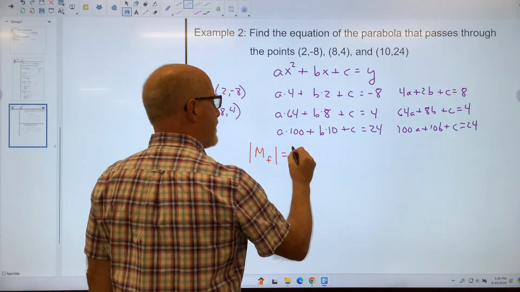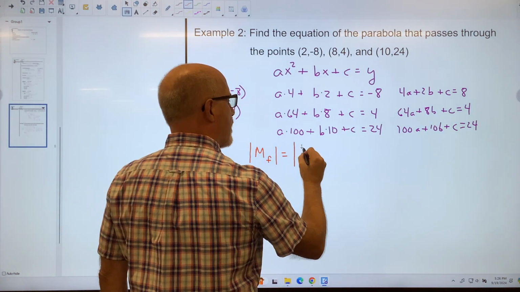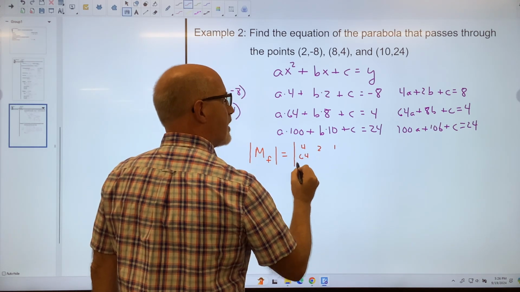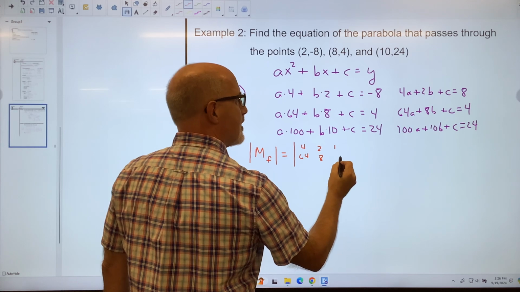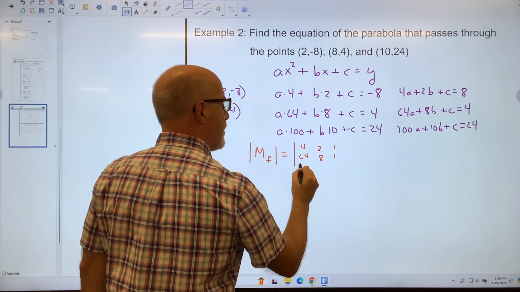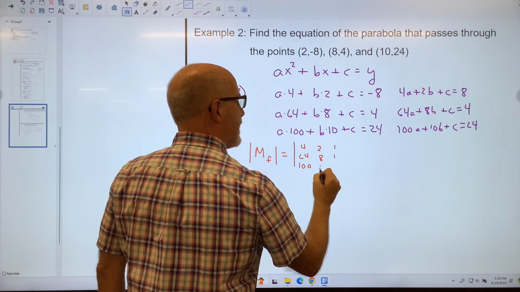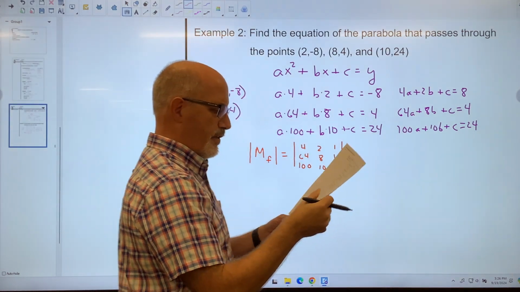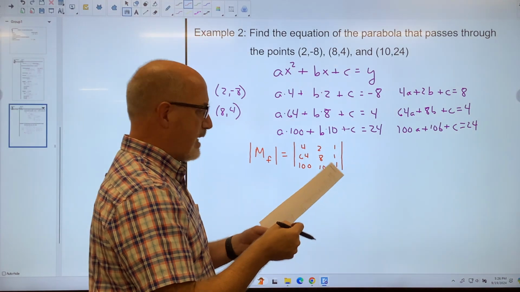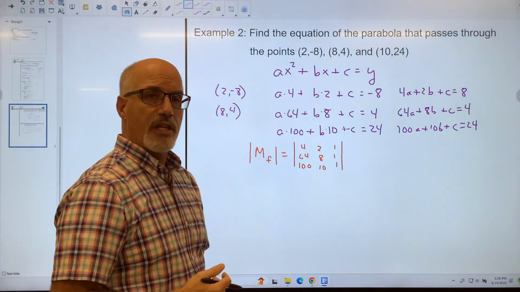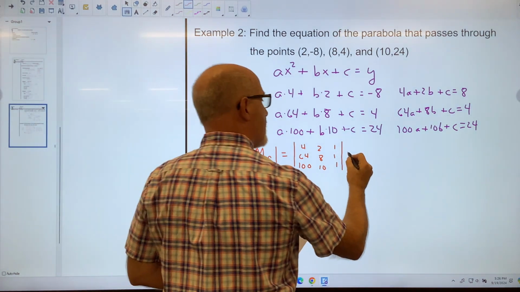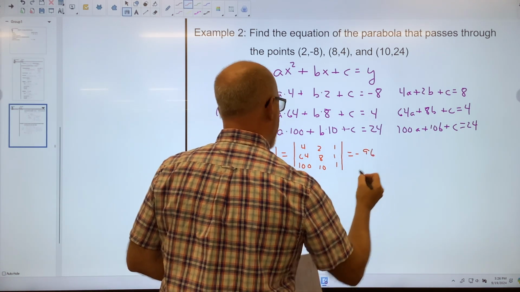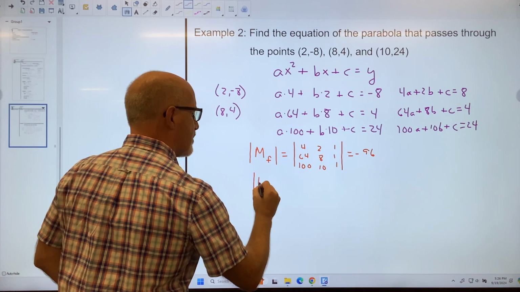So my coefficient matrix is going to be 4, 2, and 1, 64, 8, and 1, and then 100, 10, and 1. Just double check my coefficient matrix there. All right, and now if I were to do that on my calculator, I'd go ahead and find that determinant. I would get this to be equal to negative 96. Let's do our next matrix.